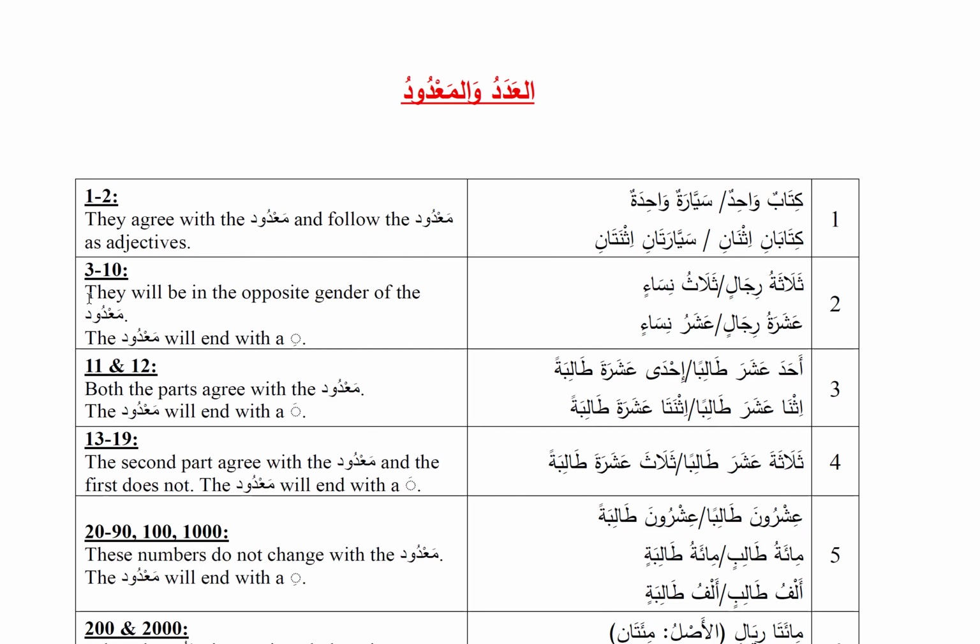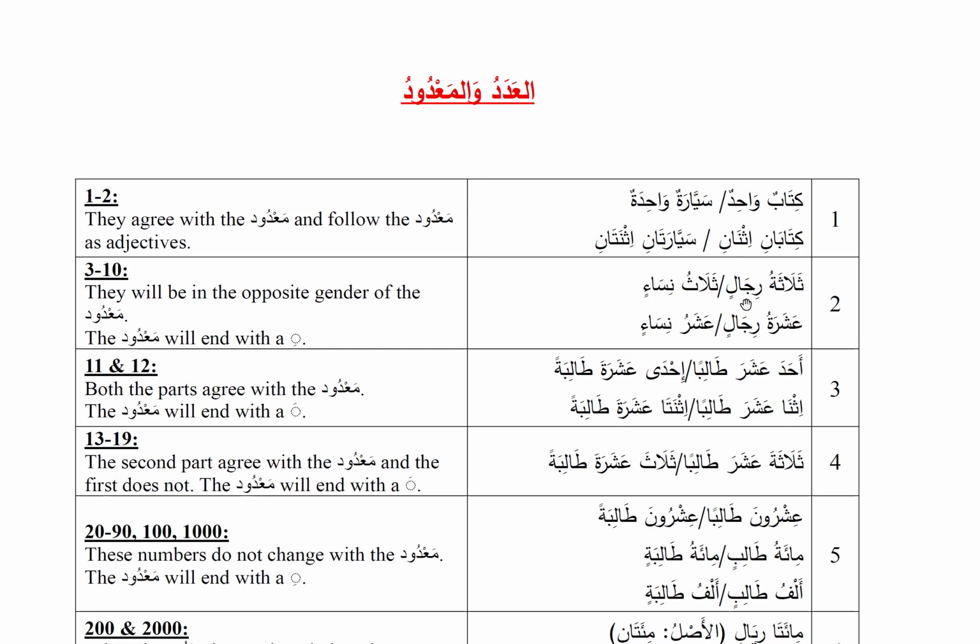Now we have 3 to 10. After 1 to 2, we have 3 to 10. Now here they will be in the opposite gender of the ma'dud. So whatever the gender the ma'dud is in, the adad, the number, will be the opposite gender. So if the ma'dud is male, the number will be female. If the ma'dud is female, then the number is male, and likewise. So for example, thalathatu rijalin, 3 men. If I want to say 3 men, men obviously is male, so the number will be female. If I want to say 3 women, women is female, so the number will be male.